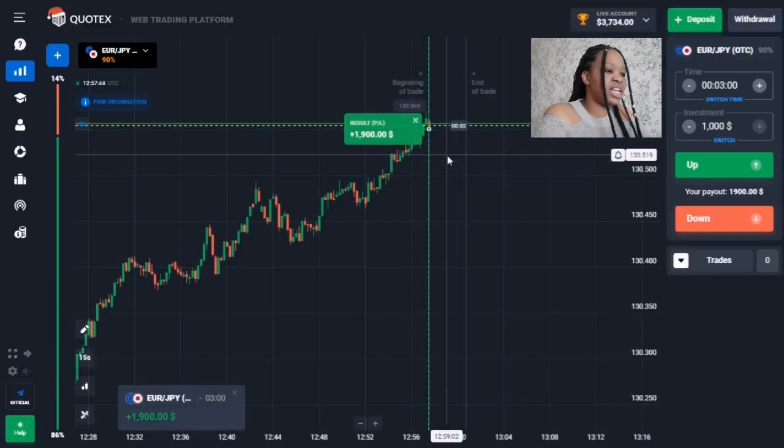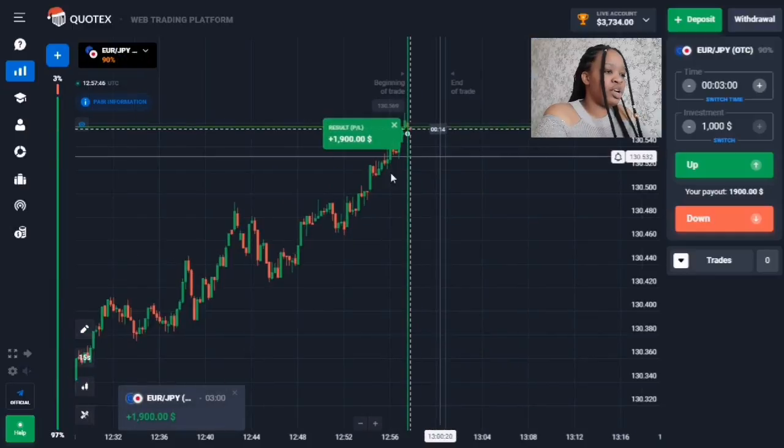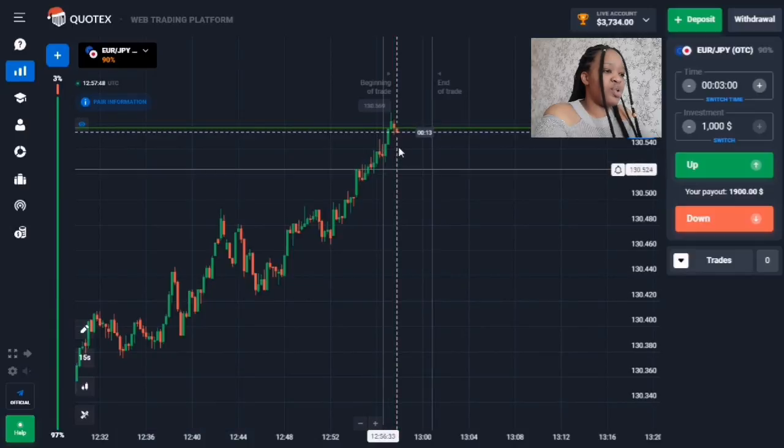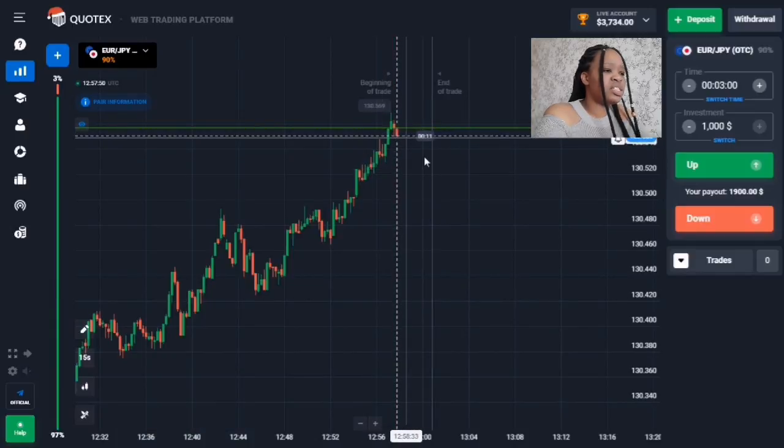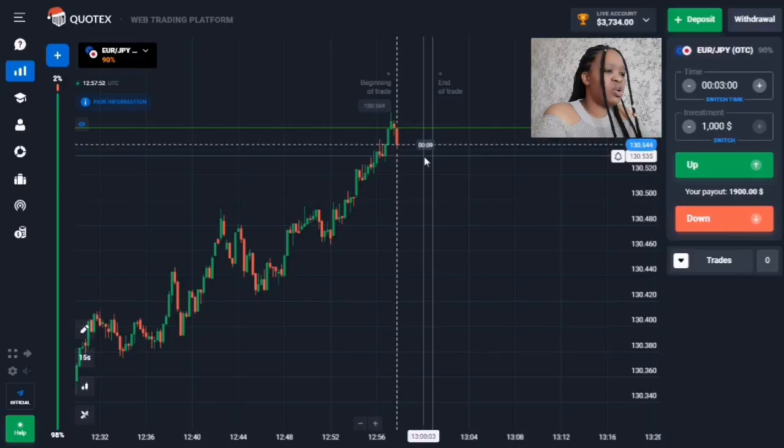Well guys, it's excellent. As you can see, the uptrend continued and we are getting very good profit. 3 minutes was enough time here, so I think I will stop my trade here.